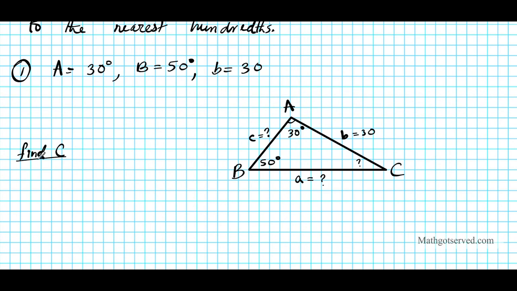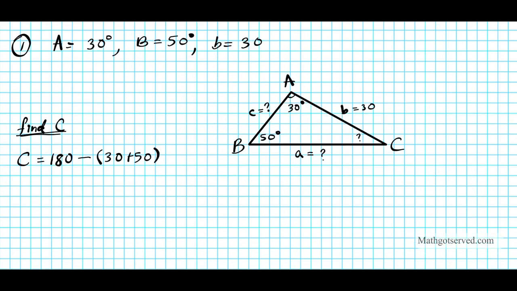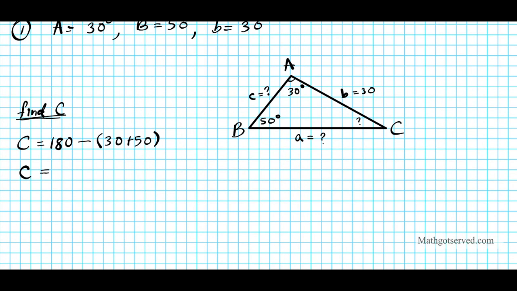What we're using is called the triangle angle sum theorem, which tells you that the sum of angles in a triangle is 180 degrees. So to find big C, we simply subtract these two angles that we know from 180: 180 minus 30 plus 50. If we do the arithmetic, angle C equals 180 minus 80, and that tells me that angle C is 100 degrees. So angle C right here is 100 degrees. Good.